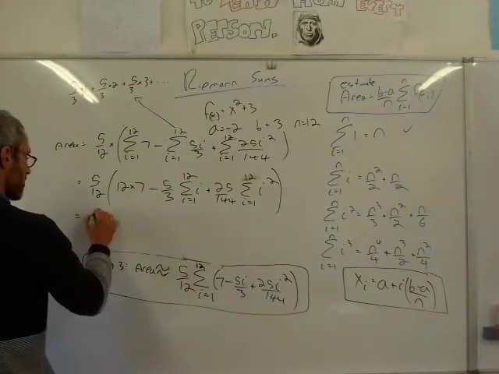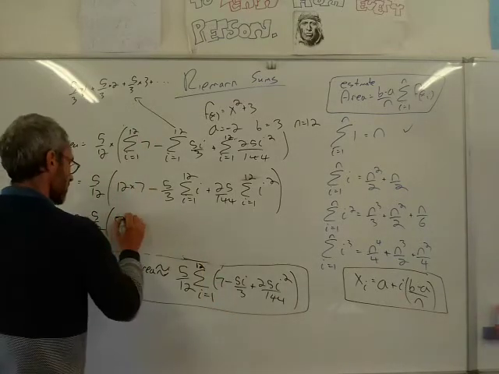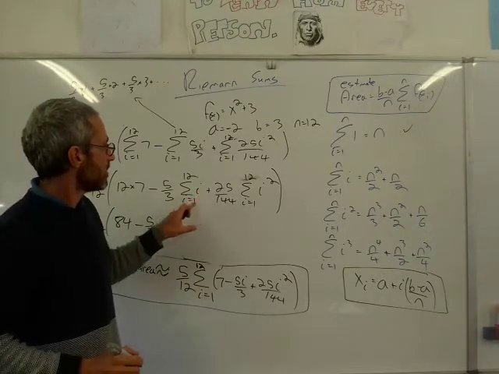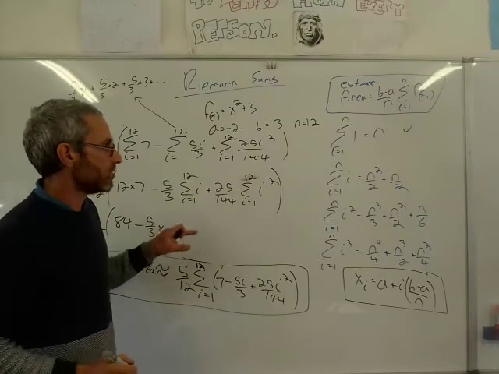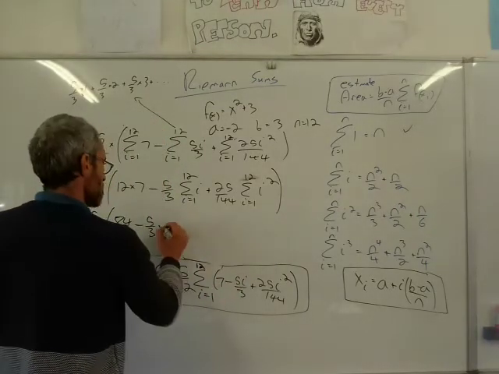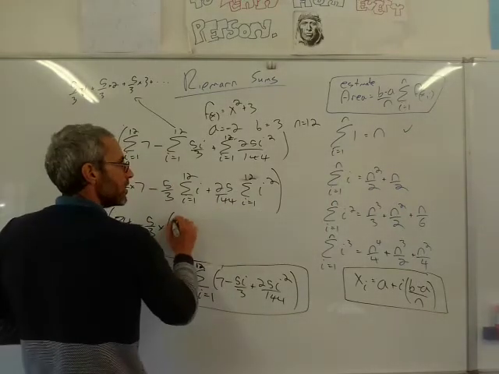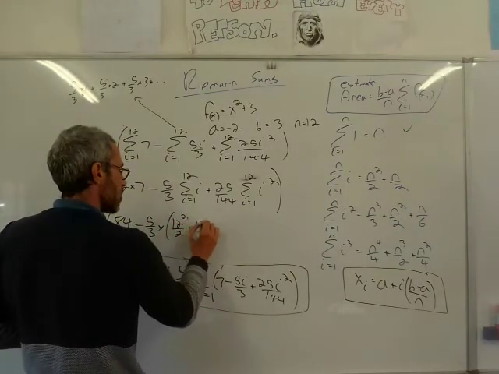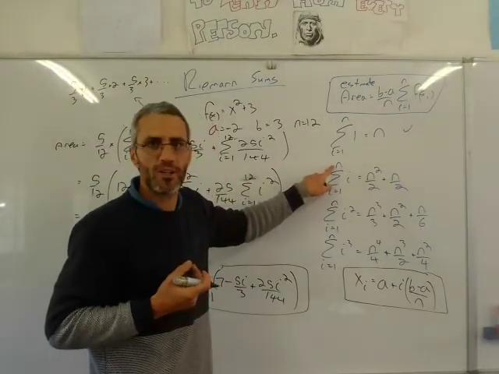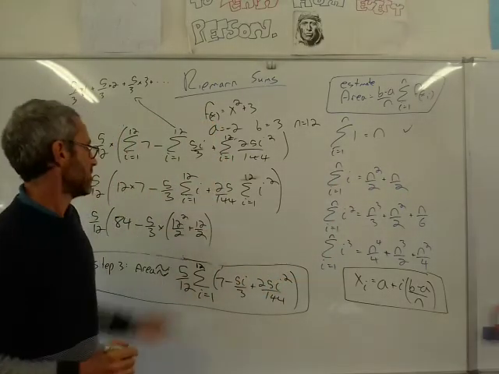So I'm going to have 5 over 12 times, what is 12 times 7? 84. I'm copying from there. Minus 5 over 3 times, what is the sum of i from 1 to 12? I just use that formula. Sum of i from 1 to 12 is going to be, instead of n, I put 12, because now I know what n is. So I write 12 squared divided by 2 plus 12 over 2. That's this one.